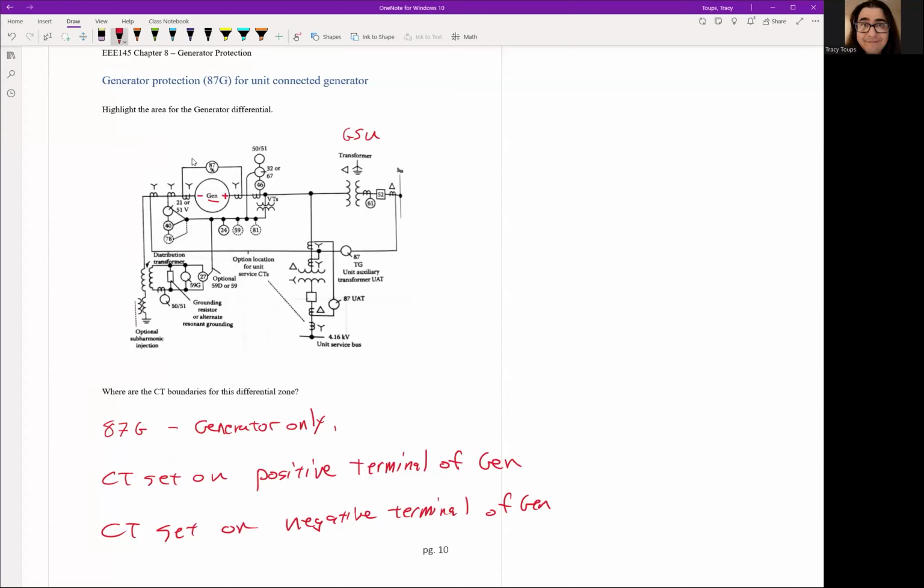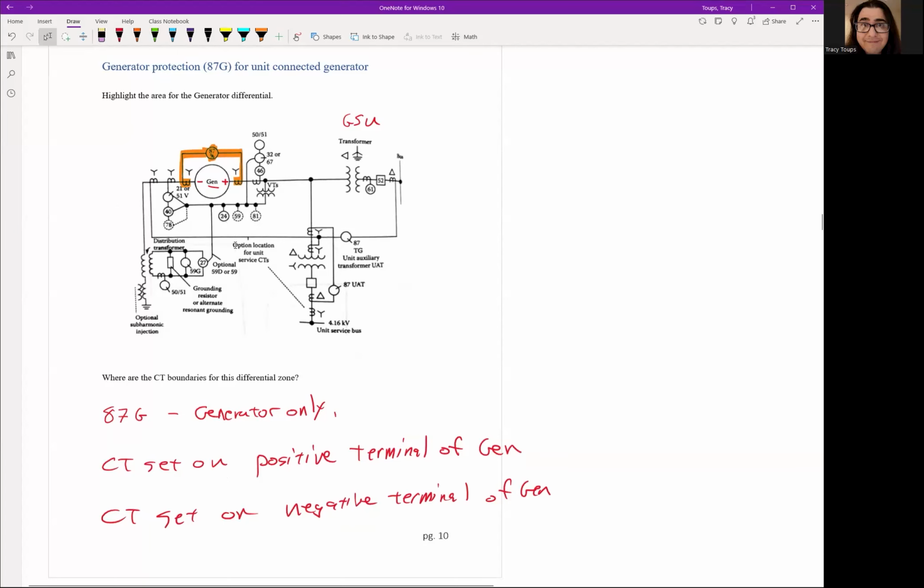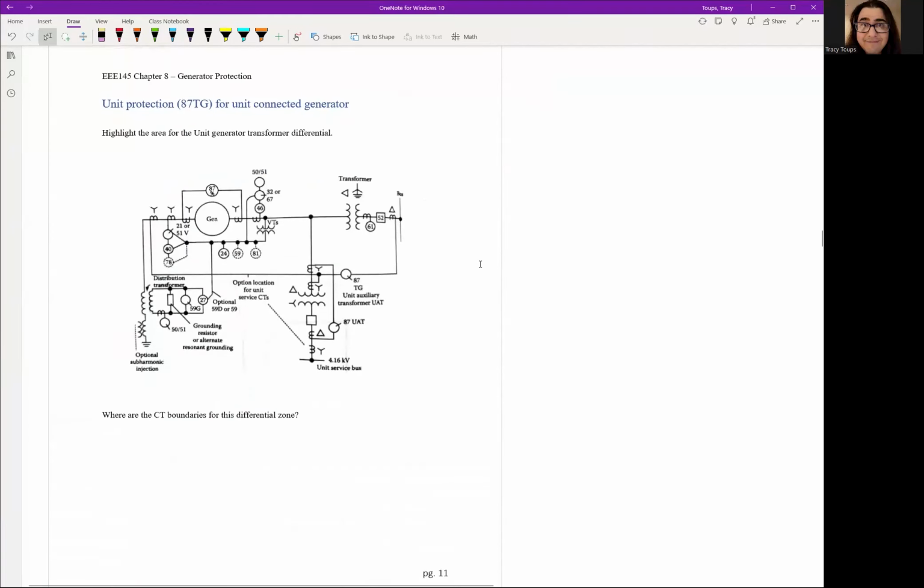So we could just wrap a CT around it. And so we have our 87 right here. And you can see we have the CTs connected right here. And this creates our zone of protection like so. Okay. So that's for the innermost 87G. We could go and start talking about the second layer, which is our 87TG, or transformer and generator combination.